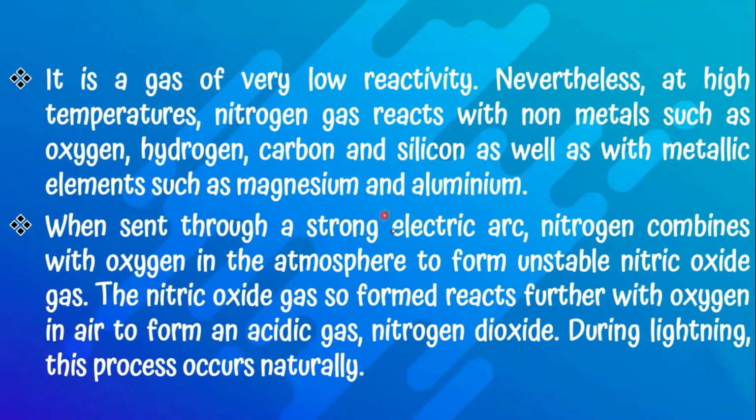When sent through a strong electric arc, nitrogen combines with oxygen in the atmosphere to form unstable nitric oxide gas. The nitric oxide gas so formed reacts further with oxygen in air to form an acidic gas called nitrogen dioxide. During lightning, this process occurs naturally.